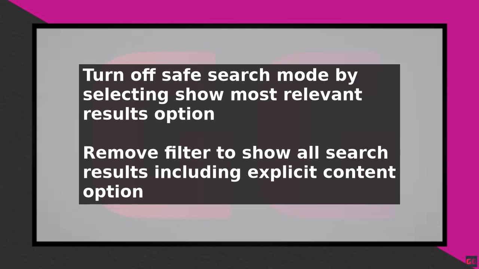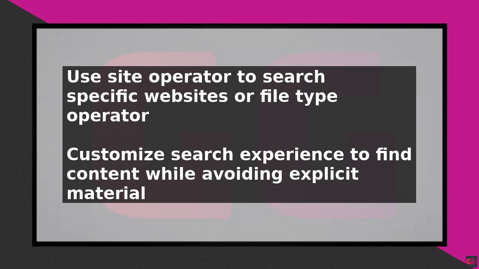In addition to turning on or off Safe Search Mode, you can also use other Google features to filter out explicit content. For example, you can use the site operator to search for content only on specific websites. Or you can use the file type operator to search for specific types of files.